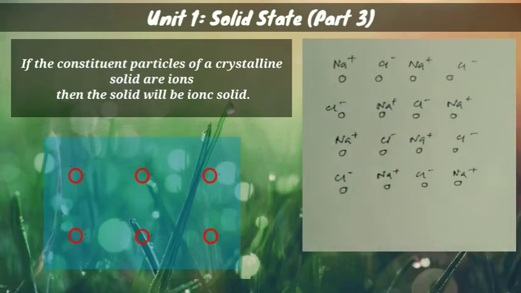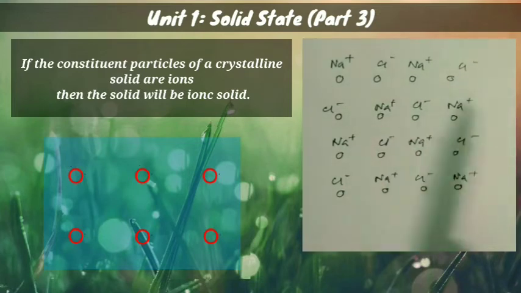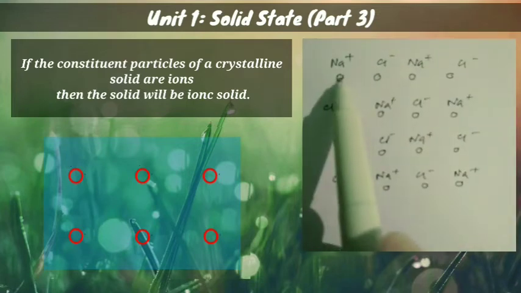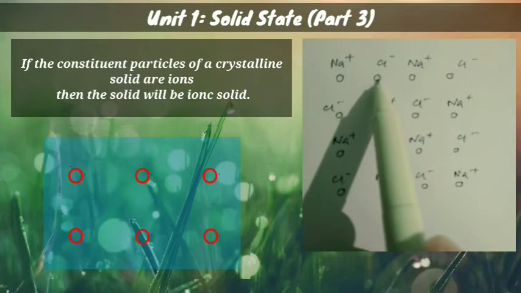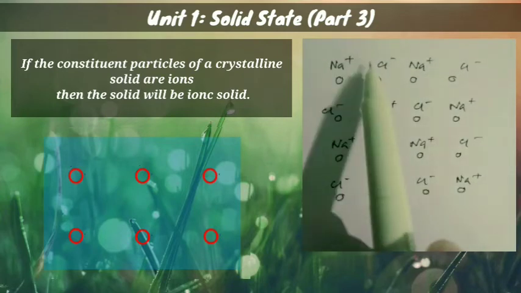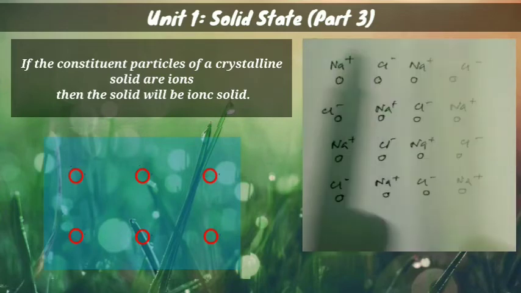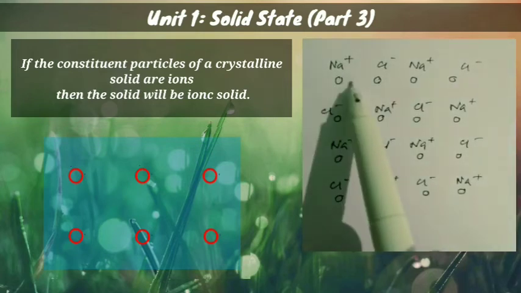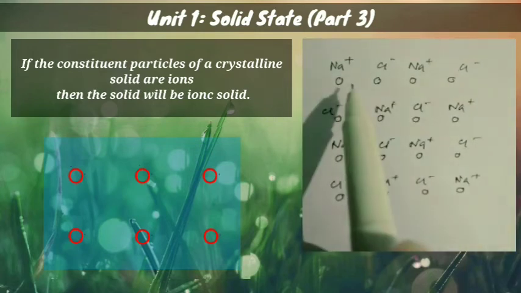Okay, understand. So if you notice here, this one is positive and this one is negative. They are in ionic form, so that's why this is known as an ionic solid. Okay, so here the intermolecular force will be what?